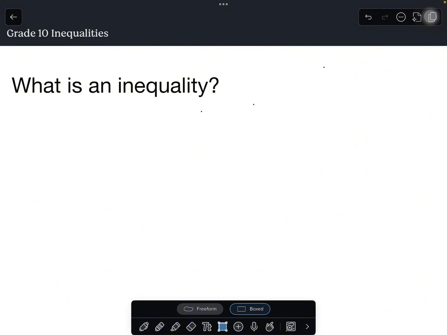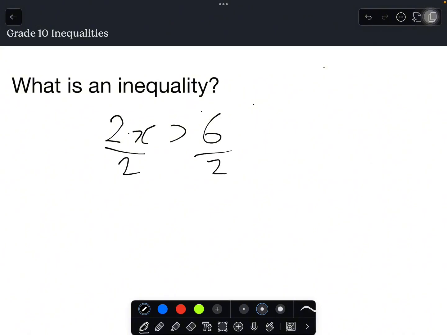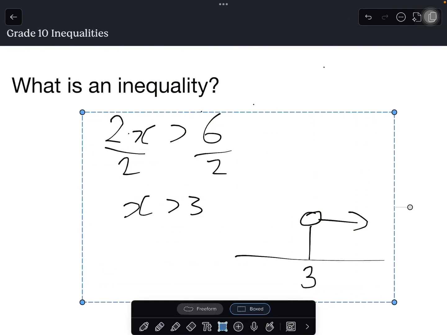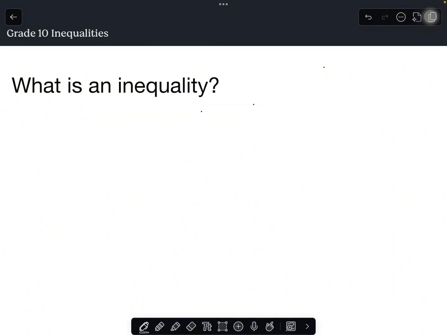Now, working with your inequalities, it's very similar to working with your equations. So if I had something like 2x is greater than 6, I then divide both sides by 2, and then I'll get x is greater than 3, and then I'll put that onto my number line. It does not say greater than or equal to, so we just have the round circle. I'll put 3 here, and then I put my line going across like this. Solved.